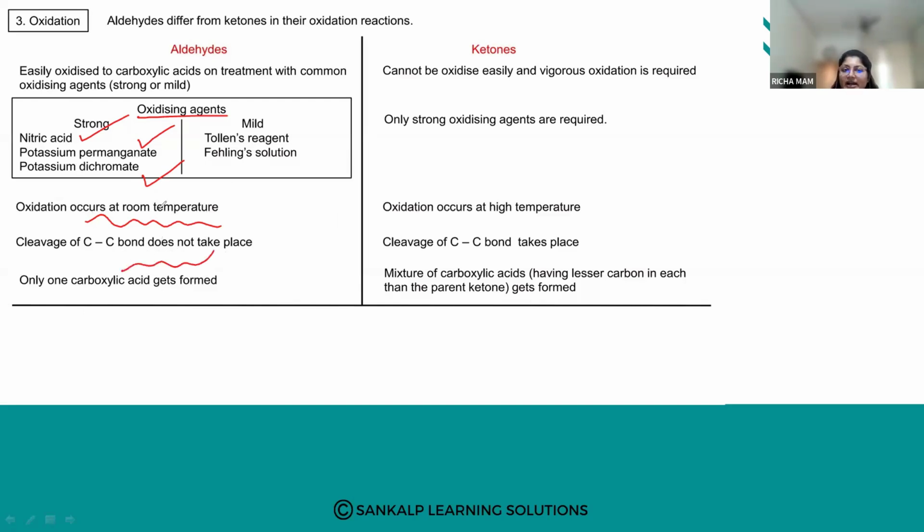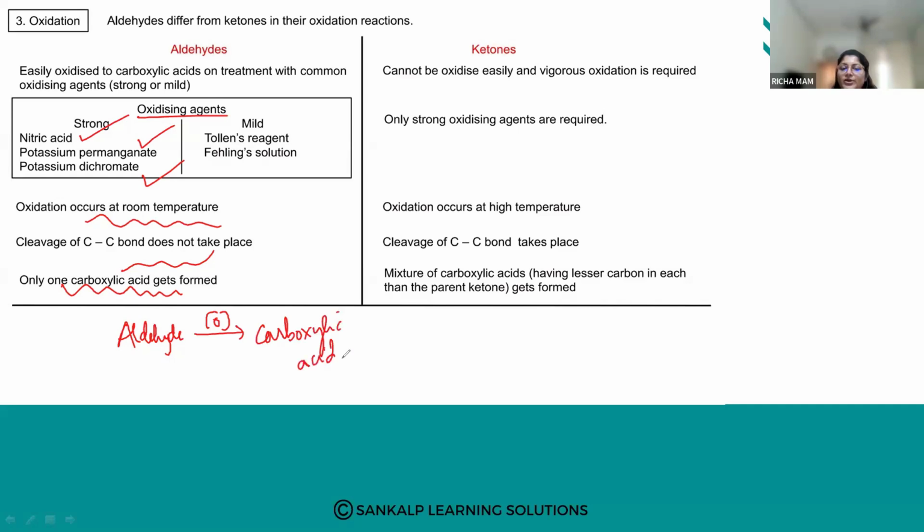During the oxidation of an aldehyde, only one carboxylic acid gets formed. So aldehydes are easily oxidized to carboxylic acids. In the presence of an oxidizing agent, they are converted to carboxylic acid.